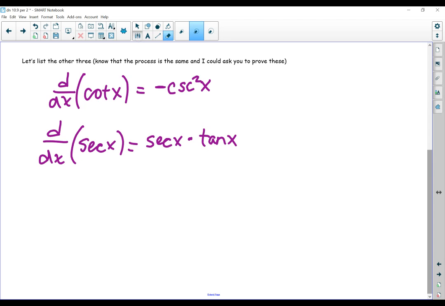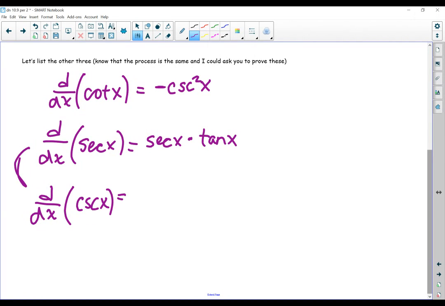And then the last one to write down, and then you're going to have to go and study these later, would be cosecant x. So again, these two are kind of grouped together, just like those two are grouped together, just like sine and cosine are grouped together. It's going to be negative since it starts with a C. And then instead of being secant, since it's cosecant, it's itself times cotangent.